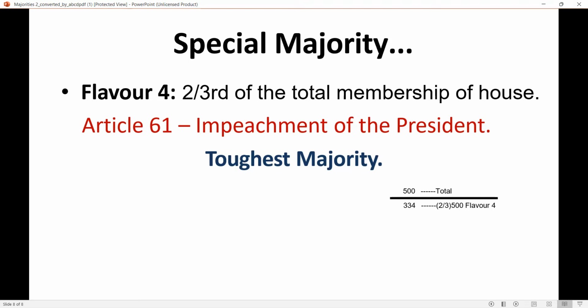In this case, if the total number of seats in the parliament is 500, then 2/3 of 500, that comes out to be 334, is the number of votes which will be required to impeach the president. And in the history of the Indian Constitution, no president has ever been impeached.